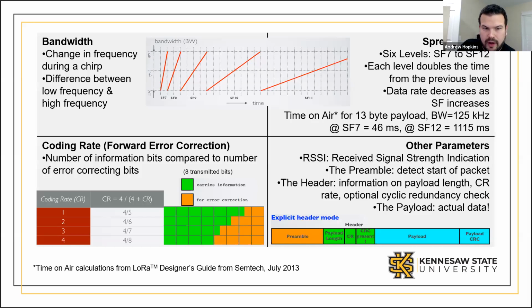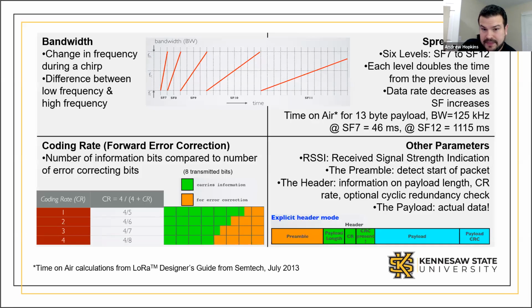So here's a fancy little quad chart I put together. If you look at the top left, we've got the bandwidth, that's your change in frequency during a chirp. Your spread factor is the amount of time that it's going to take to make that change. You've got 6 different levels, spread factor 7 through 12, and each level doubles from the previous one. So 8 is twice as much as 7, 9 is twice as much as 8.